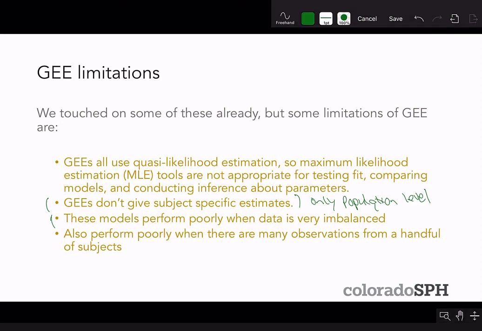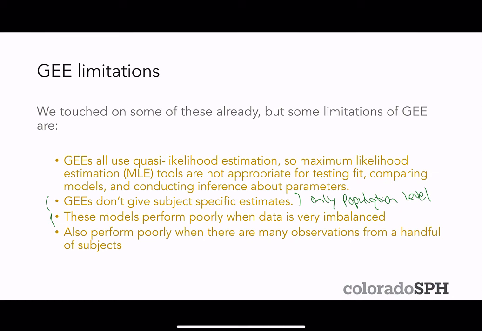These models perform poorly when the data is very imbalanced or you have a lot of missingness. And they also perform poorly when you have a lot of observations from only a handful of subjects. In the next set of lectures, we'll look at implementing some of these models in R for continuous, binary, and count data.